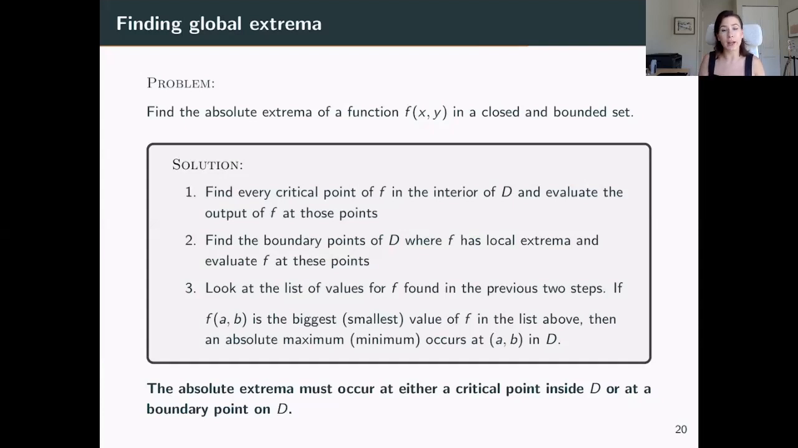Finally, we're going to look at all of the values that we found in the previous two steps, the possible outputs. The biggest output will be the global maximum, and the smallest output will be the global minimum. The most important point here is that the absolute extrema are going to occur either at a critical point inside of D or at a boundary point on D. And this will be more clear once we actually put it into practice in an example.